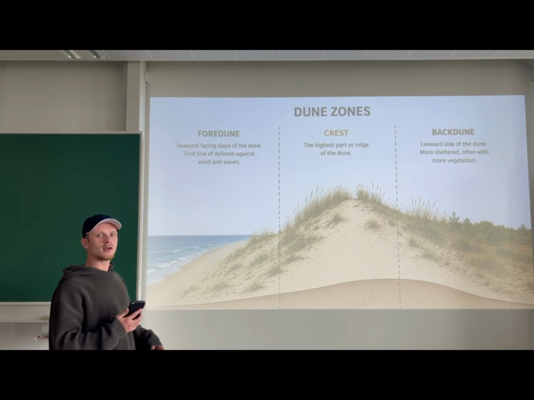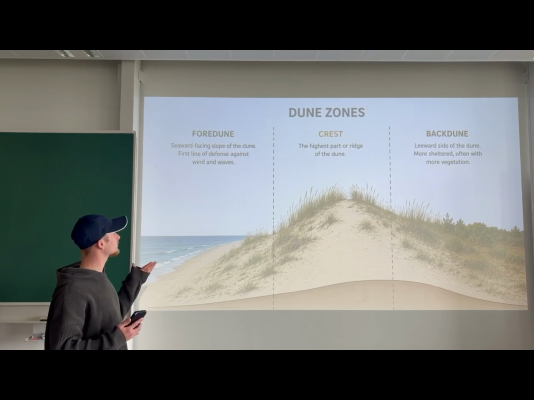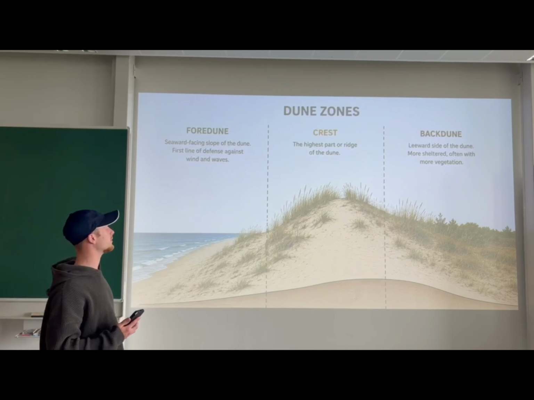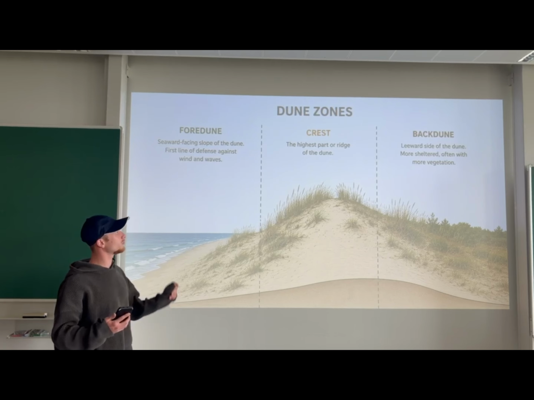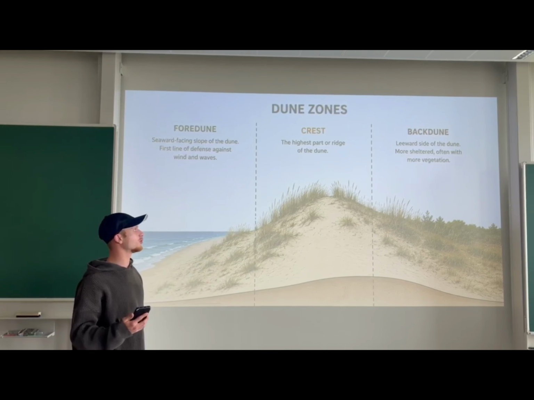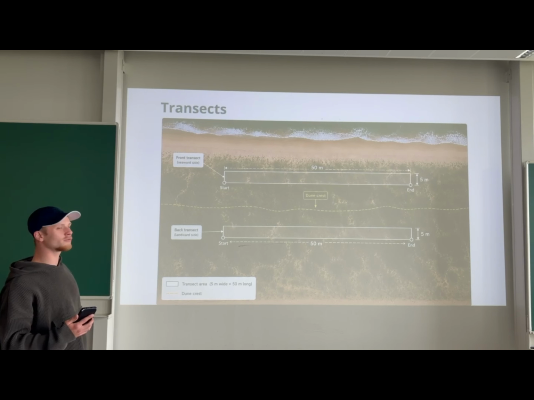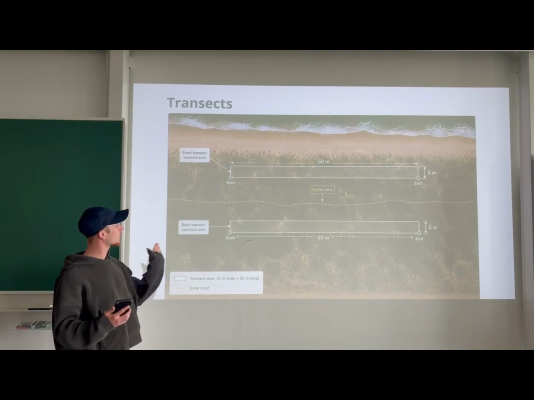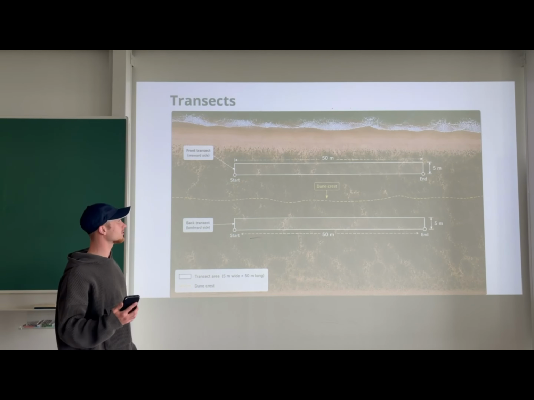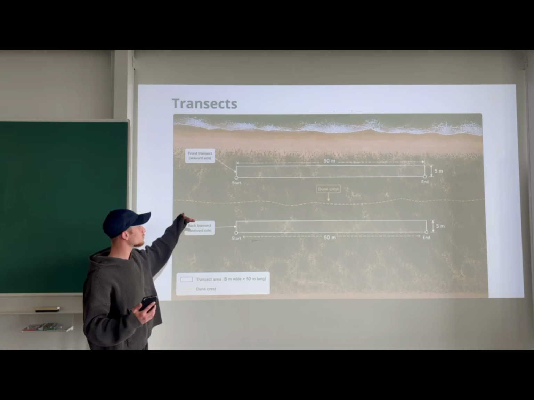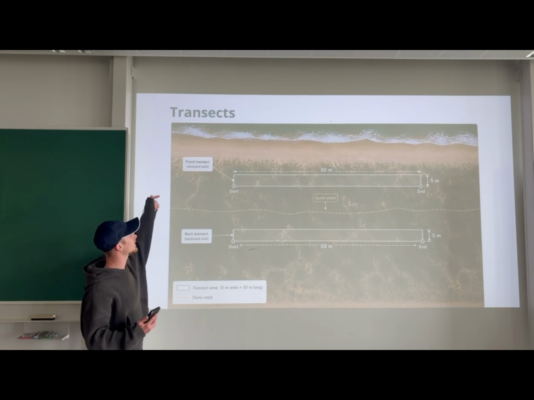We selected the dunes and we have made different zones of them. So we have the foredune zone, we have the crest zone and we have the back dune zone. Each of those dunes we have measured alongside of a transect of 15 meters. This transect is 5 meters wide and is at the back dune, the crest and at the front dune.